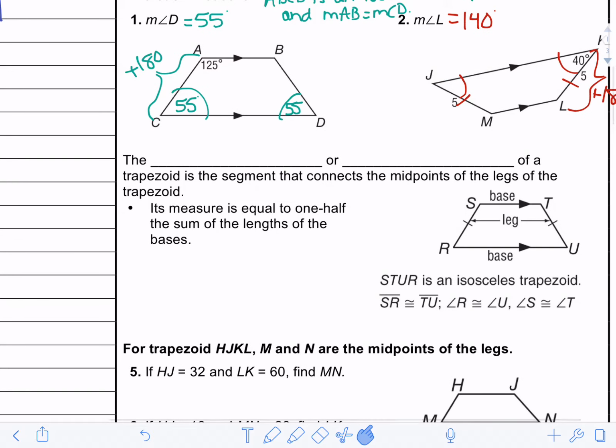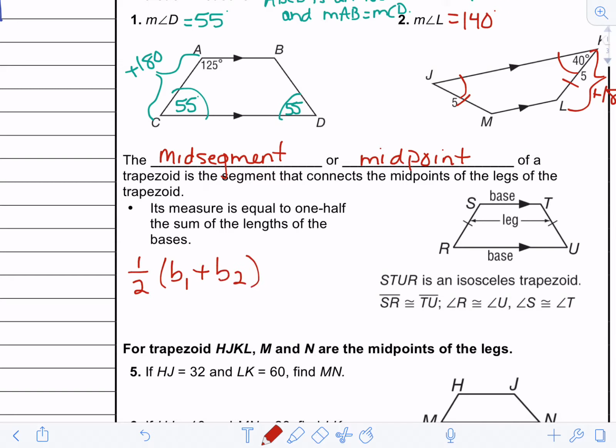Okay, the last little part about a trapezoid is what is known as the midsegment of a trapezoid. It's the segment that connects the midpoints of the legs of the trapezoid. So the formula you'll use here is that it is equal to 1/2 the sum of the bases. So if you look in our picture, there's a base, and then you have your leg. And it's easier to explain in the examples.